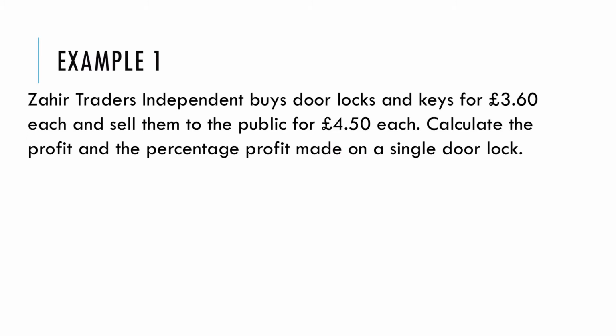So let's start with example 1 here. Zahir Traders Independent buys door locks and keys for £3.60 each and sell them to the public for £4.50 each. Calculate the profit and the percentage profit made on a single door lock. So let's start first of all by finding the actual profit. If they bought them for £3.60 and they sell them for £4.50, we can take the £3.60 away from the £4.50 and figure out that they make a 90p profit on each one that they sell. Okay, so that's the actual profit.